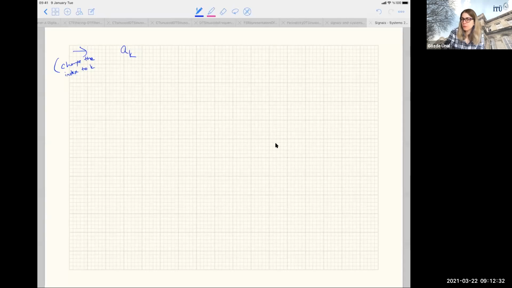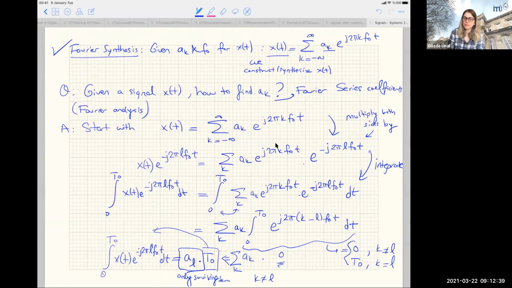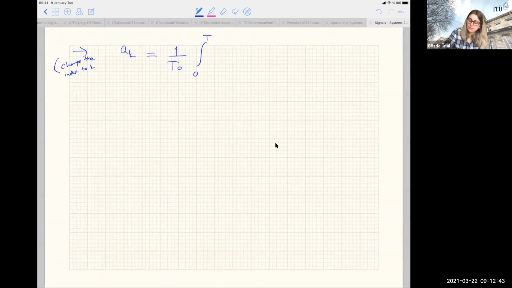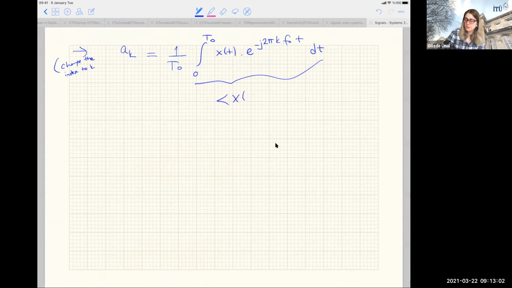Are you going to be confused or are you fine? If I write now 1 over T0, remember T0 was multiplying the right-hand side, now it's 1 over T0. It's an integral in one period. X of t is multiplied by the complex conjugate of the 2 pi k f0 t. Now we change the index. k f0 t dt. This is really a projection of x of t, an inner product with vk of t. Okay?